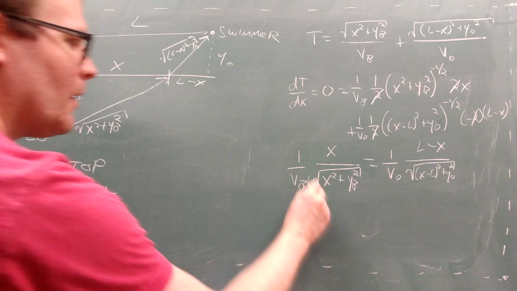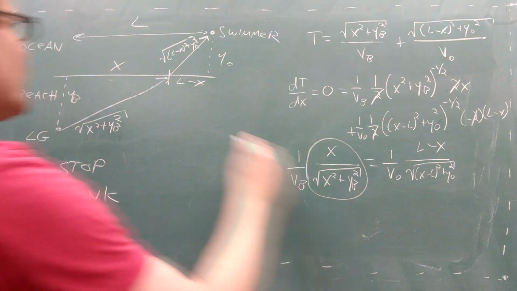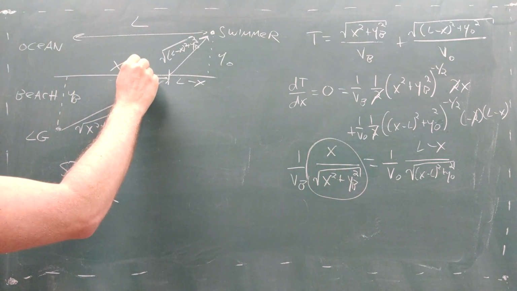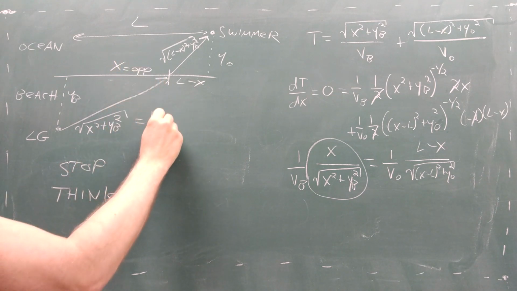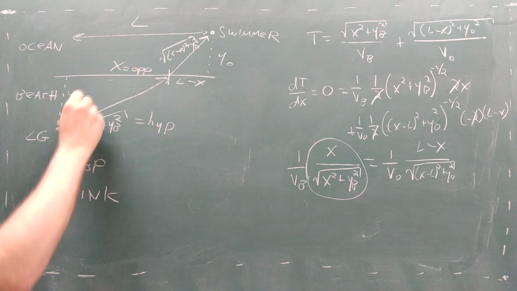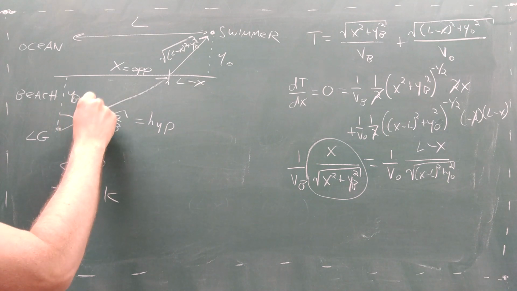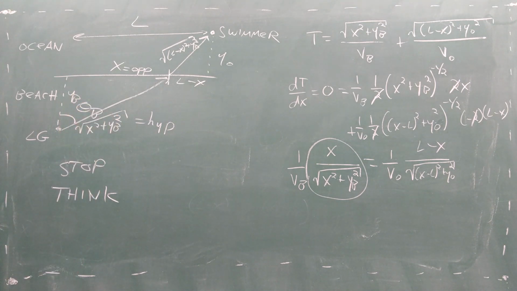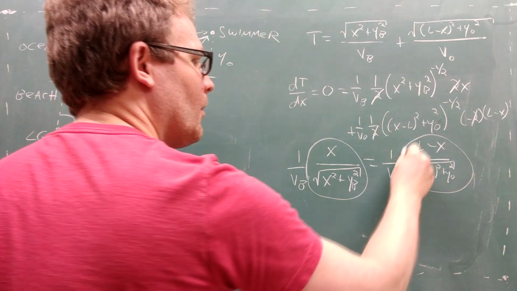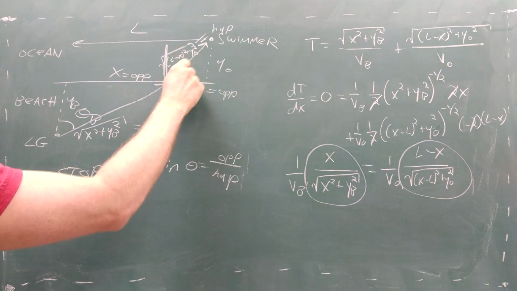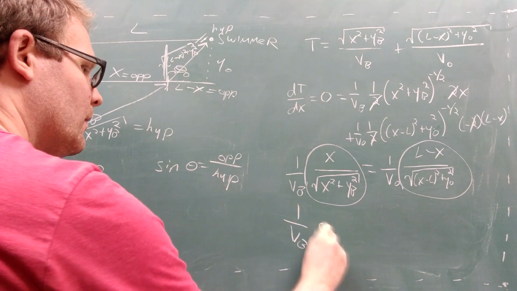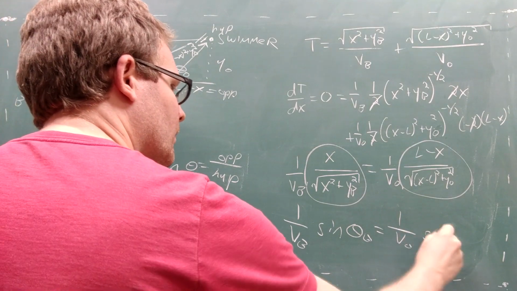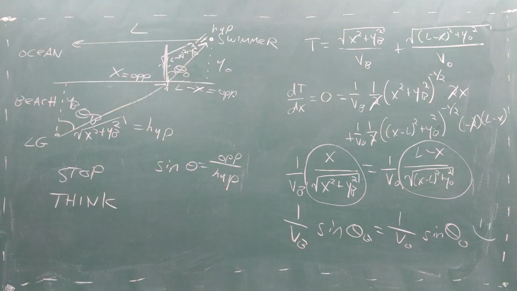If we go back to the original diagram, we'll see that these fractions we have, although complicated, are pieces from a right triangle. In the first one, x is the opposite side of the right triangle, and the square root is the hypotenuse if we label our angle where the lifeguard starts out. Similarly, if we go to the other right triangle, our L minus x is the opposite side and the square root is the hypotenuse. This means that both sides of the equation involve the sine of an angle, and we end up with a much simpler result.